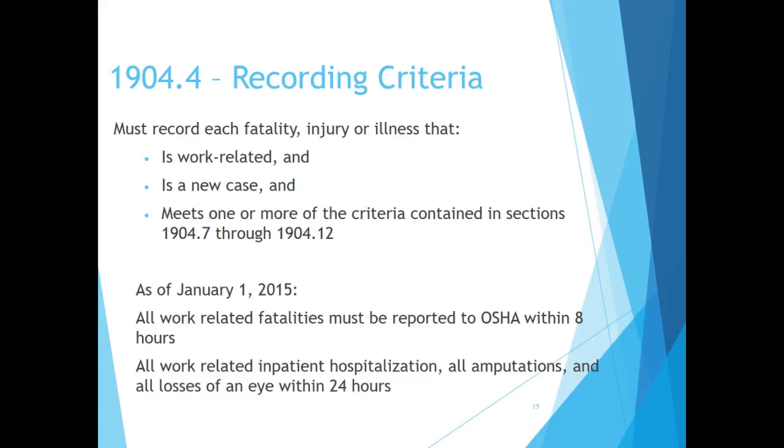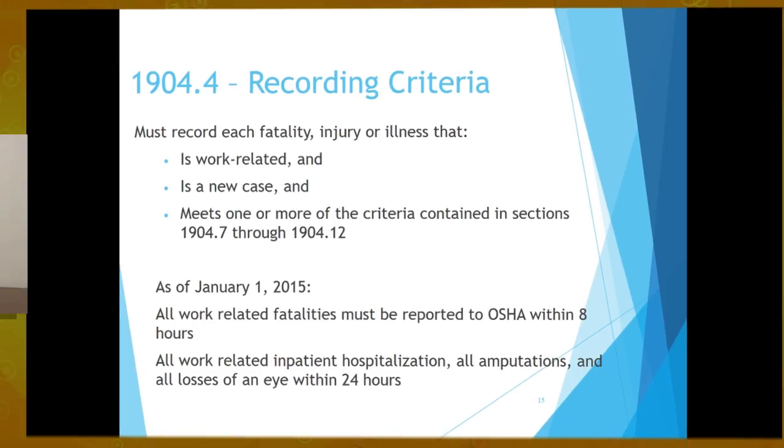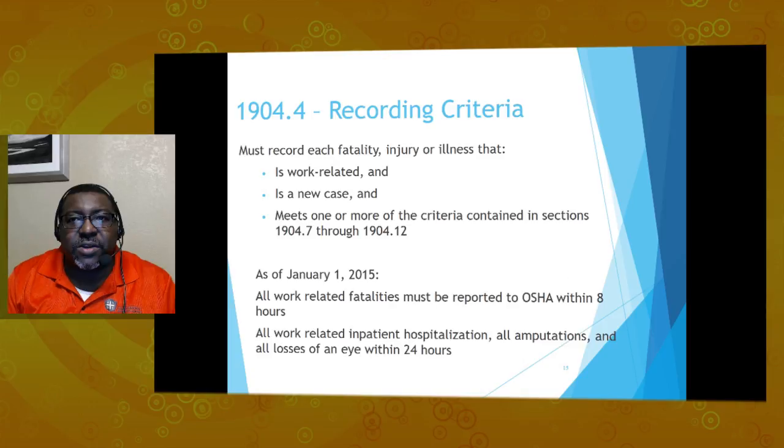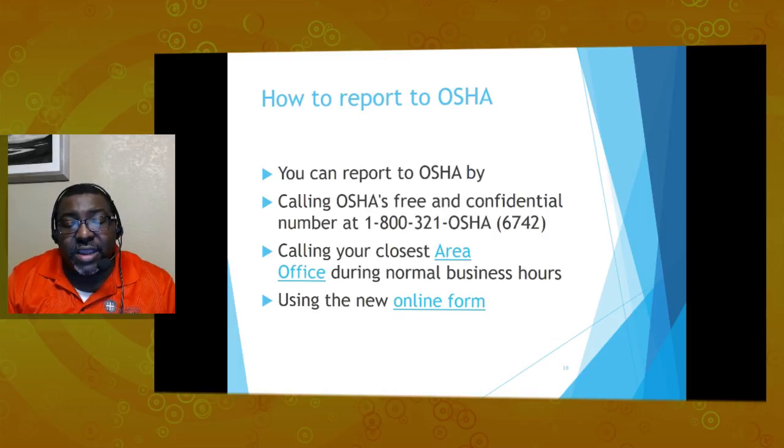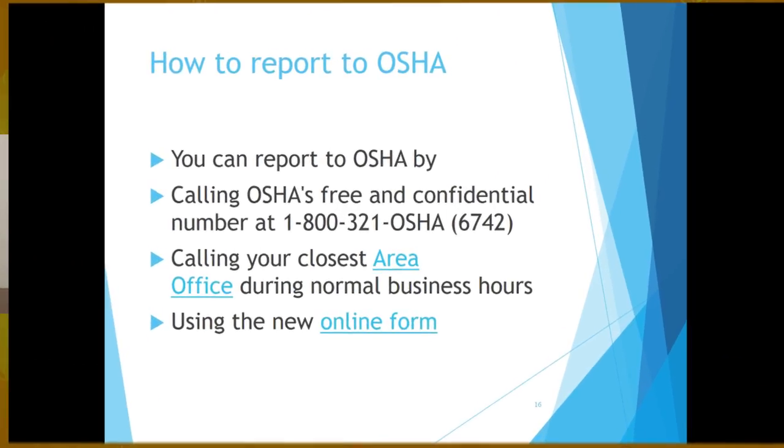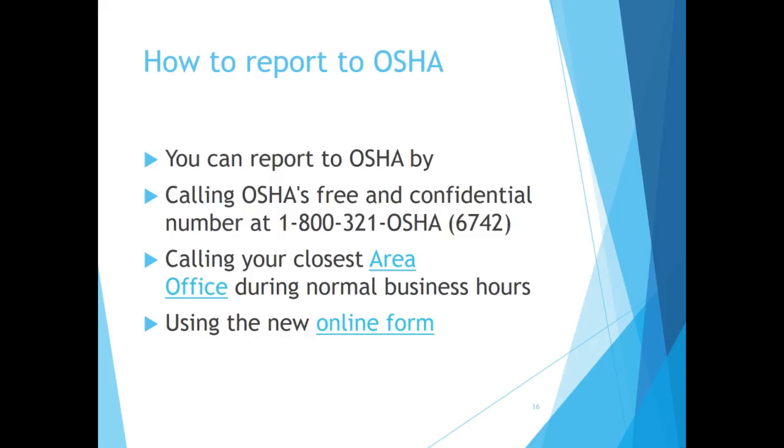I did mention previously that for one hospitalization, one amputation, or one loss of an eye, OSHA must be notified within 24 hours, and fatalities within 8 hours of when you find out. You must notify them, so this is how you do that notification. There's an online form, you could go to your nearest area office, or you could call the hotline, 1-800-321-OSHA (6742). So those are your ways that you can report any injuries.